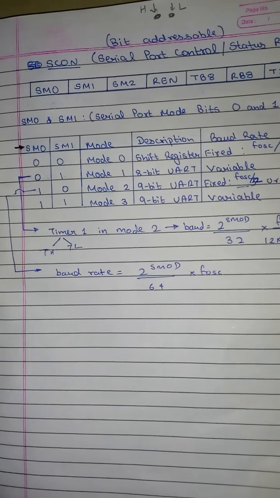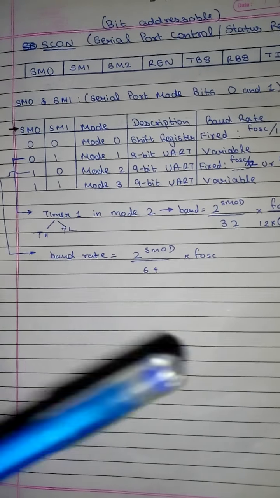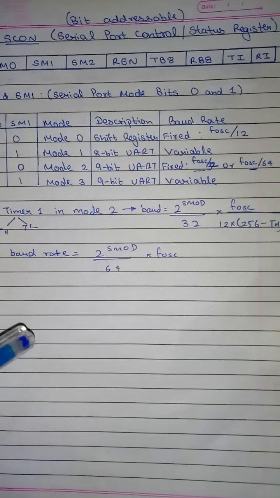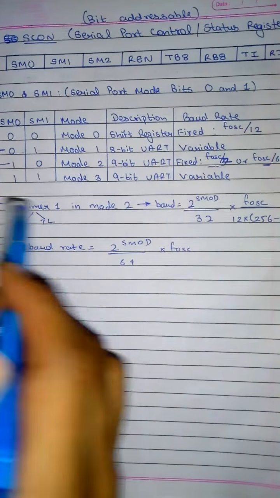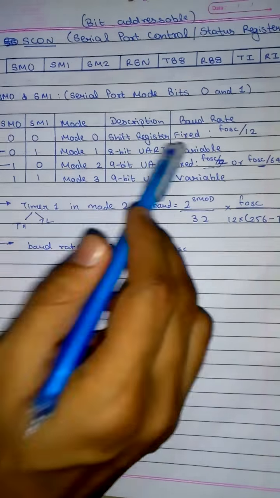Now comes mode 3. Mode 3 is similar to mode 2, except that in mode 3 again the variable baud rate is decided because of timer 1, as it happened in mode 1.